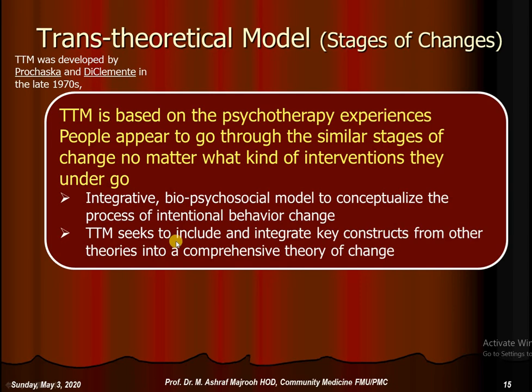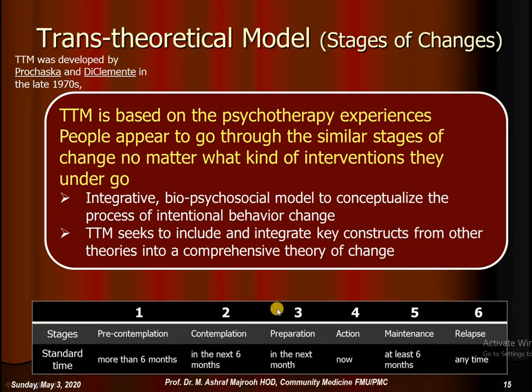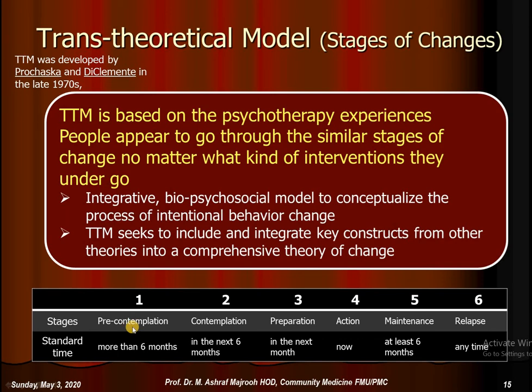The TTM seeks to include all the integrated key constructs from the other theories which I have described into a comprehensive theory of change. That is why it is known as the trans-theoretical model, and this is actually based on all the theories, and it integrates all the theories. It consists of stages. The first stage is pre-contemplation, the second stage is contemplation, the third stage is preparation, the fourth stage is taking action, the fifth is maintenance, and the sixth is relapse. The standard times for these stages are also mentioned.